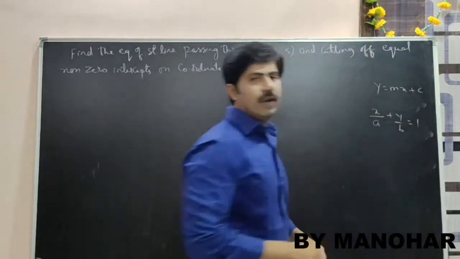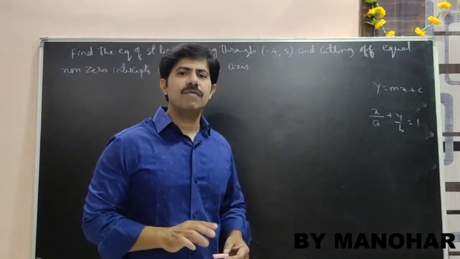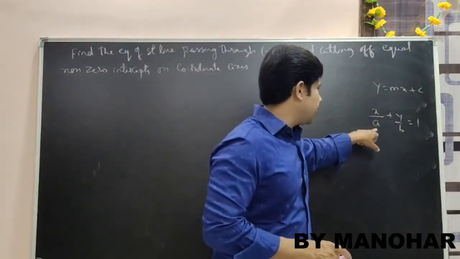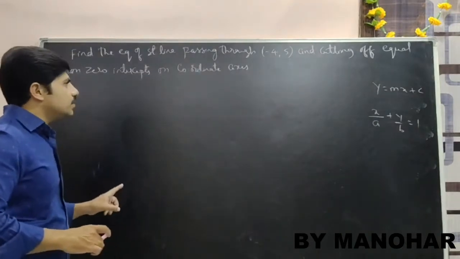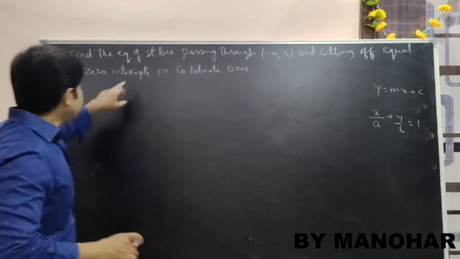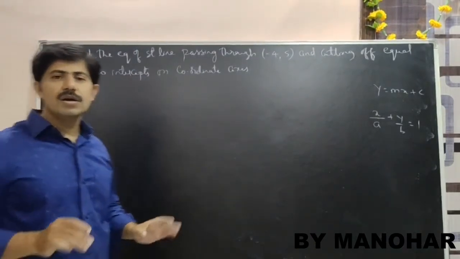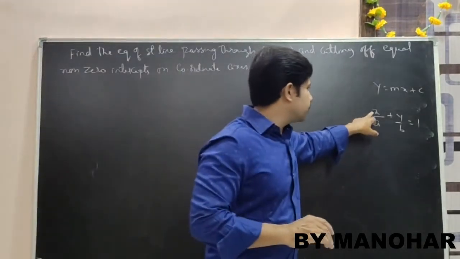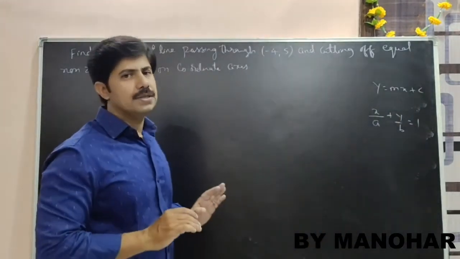One more equation of line we have is x/a + y/b = 1. In this equation we have both the intercepts, that is x-intercept and y-intercept. X-intercept is a and y-intercept is b. Now in this problem, find the equation of straight line passing through (-4, 5) and cutting off equal intercepts. Intercepts, that means he is referring to both the intercepts. So we need to assume the equation of line as x/a + y/b = 1, because he is referring to both the intercepts.